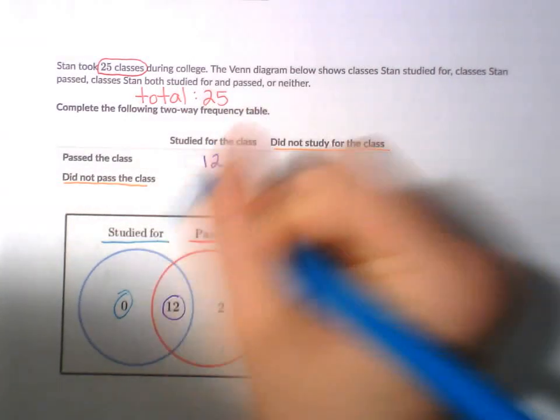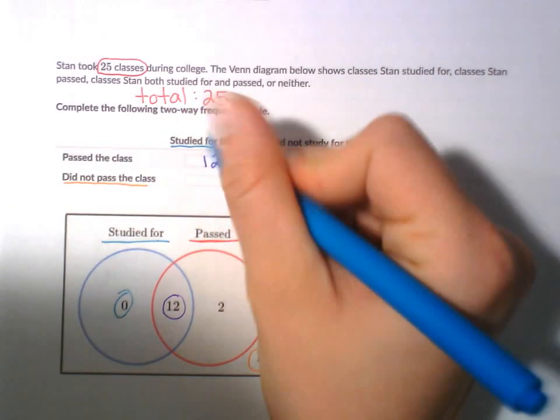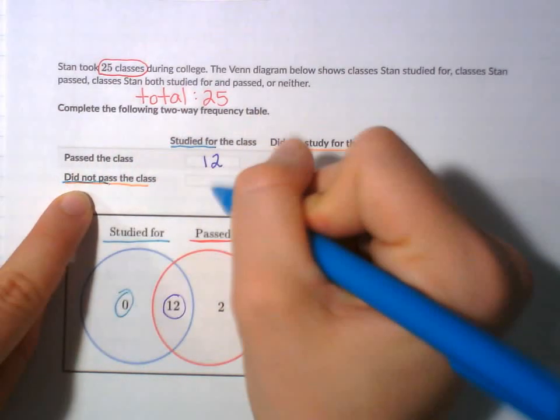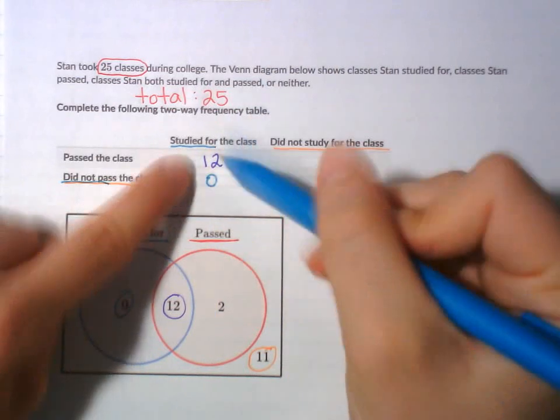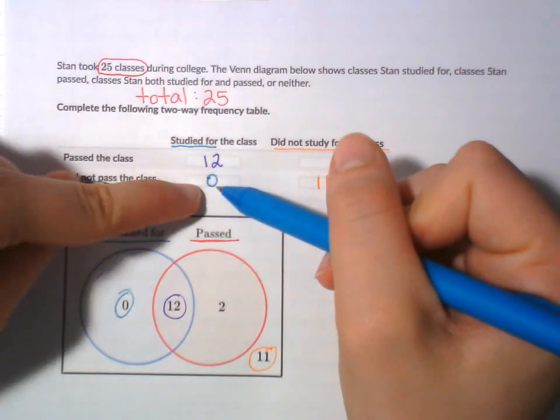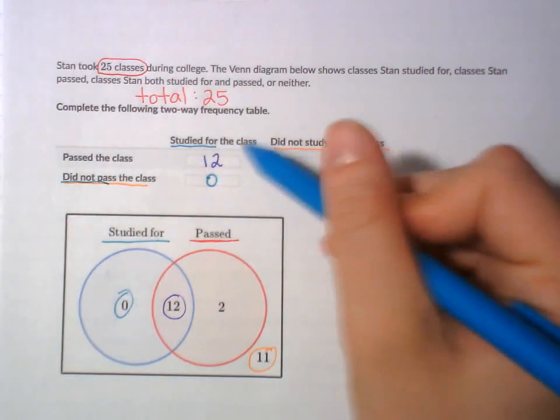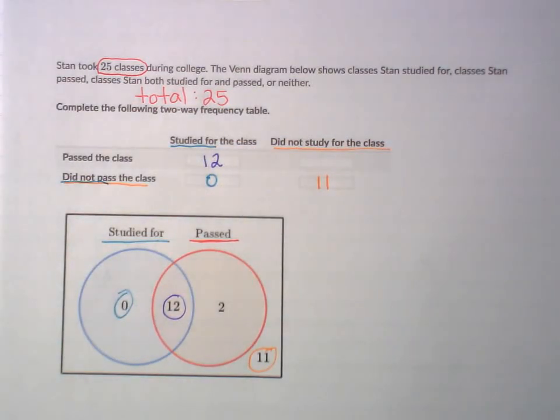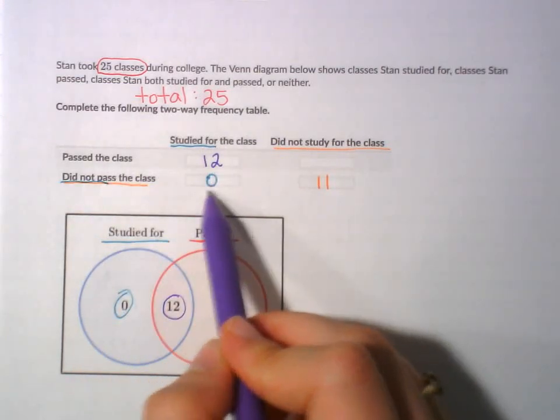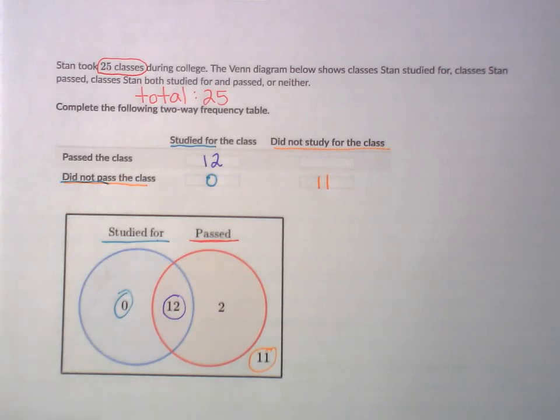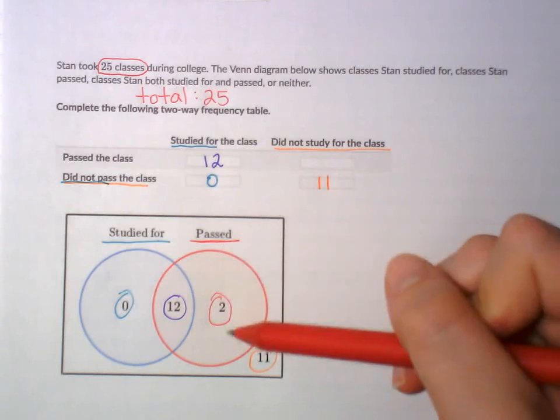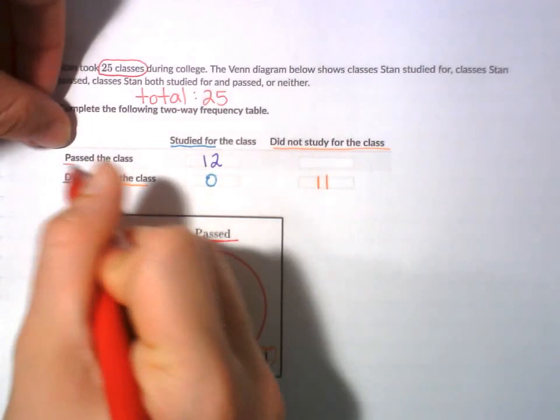So studied for, yes. Okay, so we're in this column. We're not in the pass circle, so did not pass. So right here, 0 classes that we studied for and did not pass, which is good. If you study for classes, you should pass them. That means out of all the classes that he studied for, he passed. He passed 12 of them. He did not pass 0. All right, let's look at the red circle. There's 2 that he passed. Okay, so we're in the passed row.